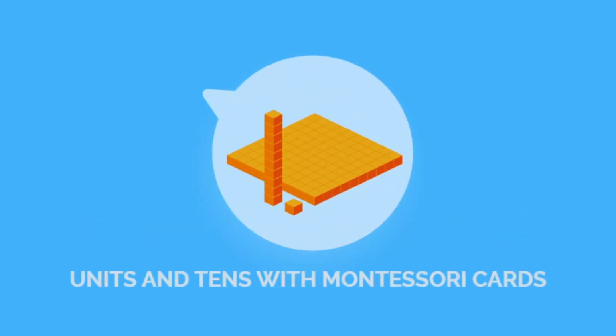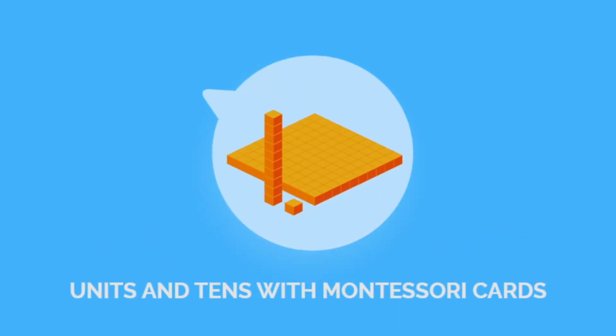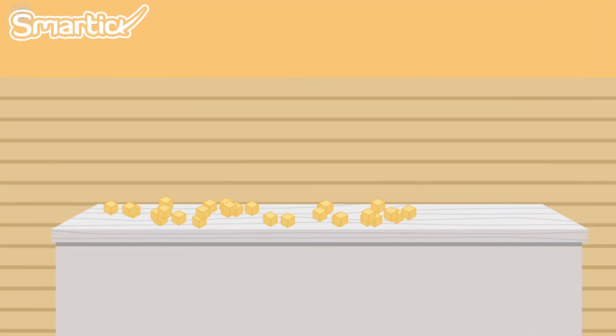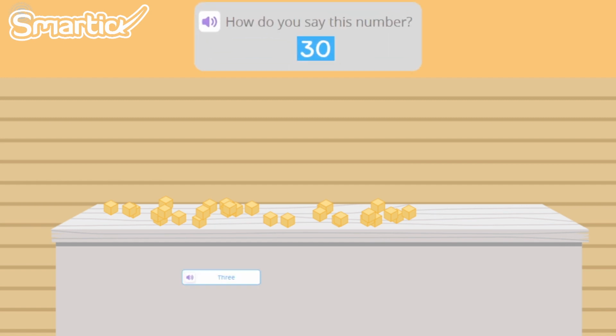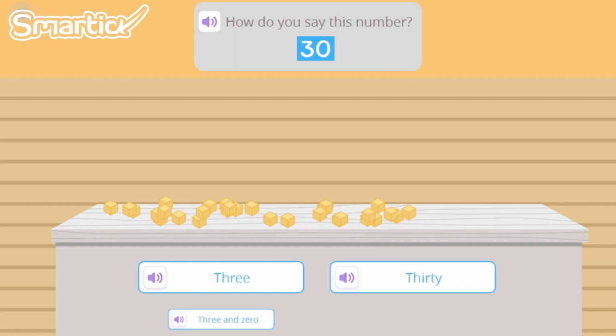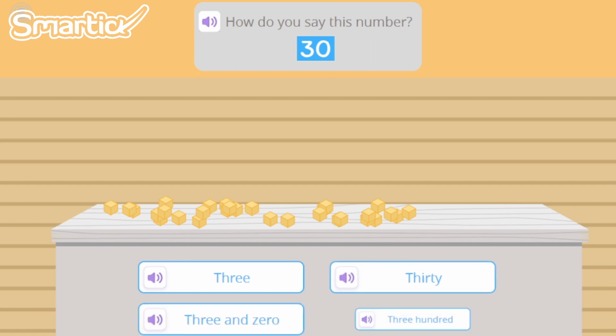Units and tens with Montessori cards. We're going to learn how to read numbers. Let's start with something we already know. How do you say this number? 3, 30, 3 and 0, 300.